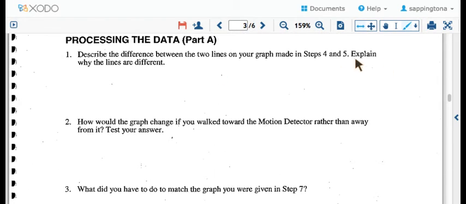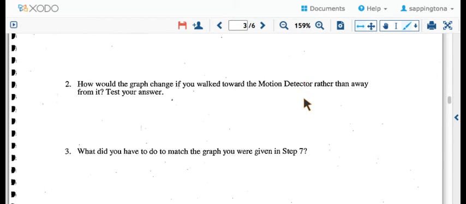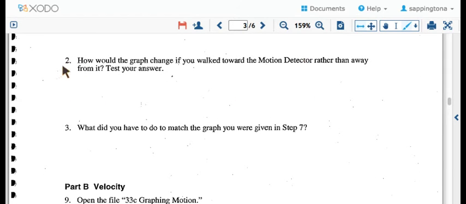And then explain. So often students forget to explain why the lines are different, right? Don't forget to do that. Next, how would your graph change if you walked towards the motion detector rather than away from it? Test your answer. So try that, and then you'll for sure get the right answer when you write that in.